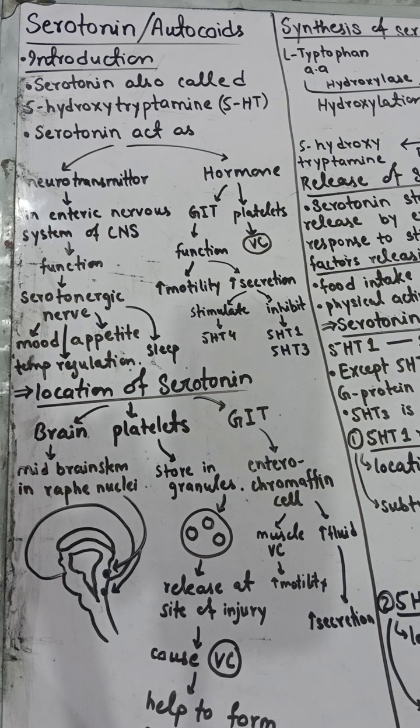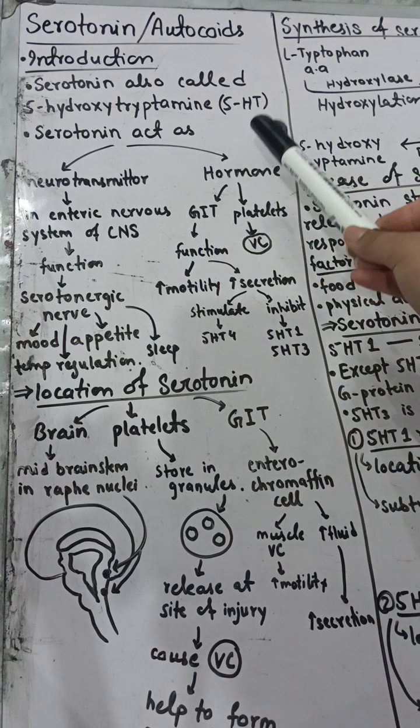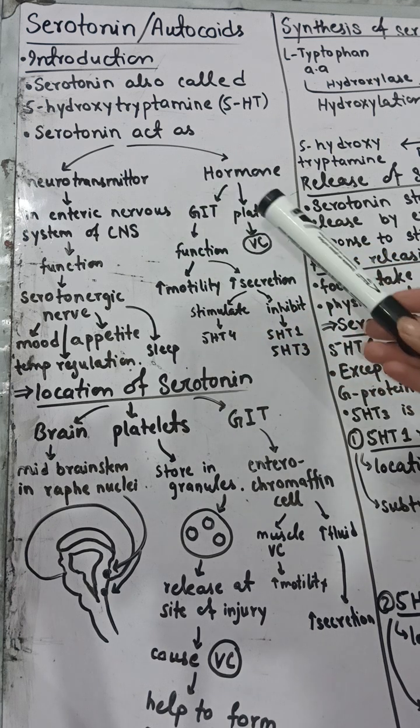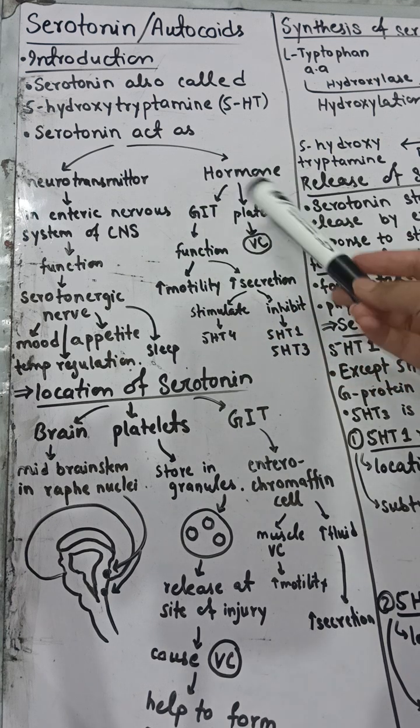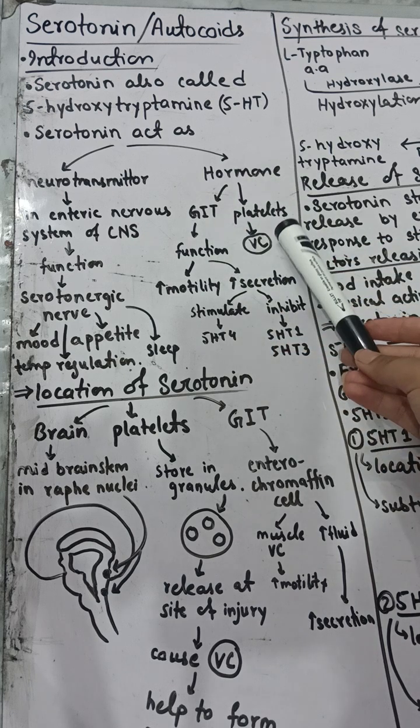Serotonin is also called 5-hydroxytryptamine, or 5-HT. Just as we said histamine also acts as a neurotransmitter and also as a hormone, similarly is the case with serotonin. Serotonin also acts as a neurotransmitter and also as a hormone. It plays a role as a hormone in the GIT tract and in the platelets.